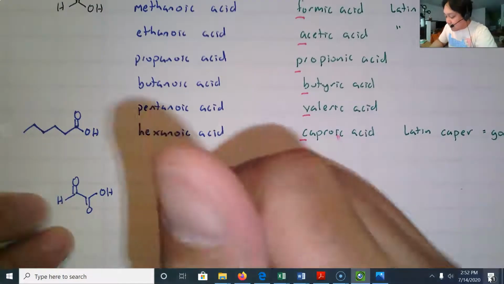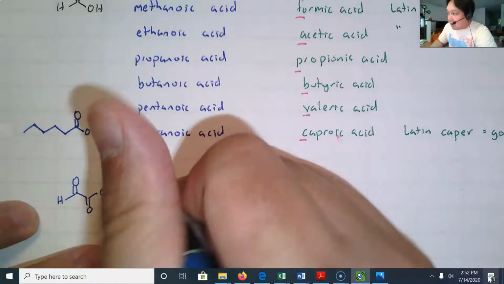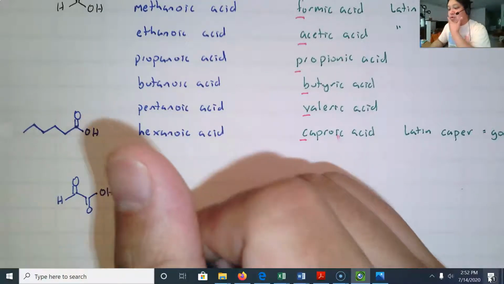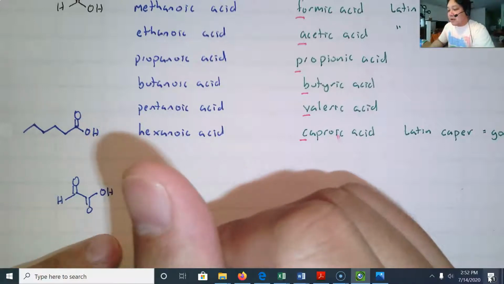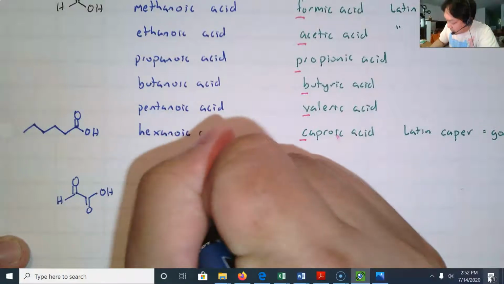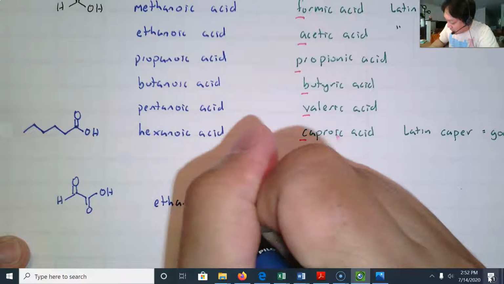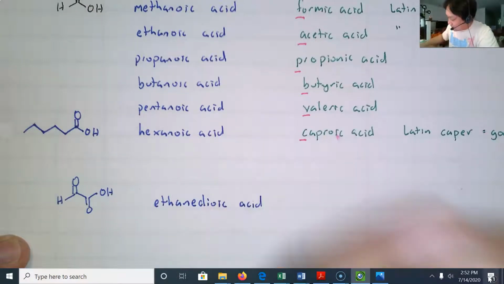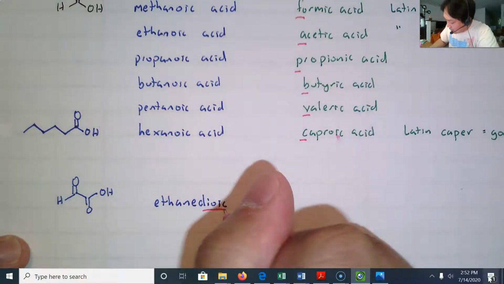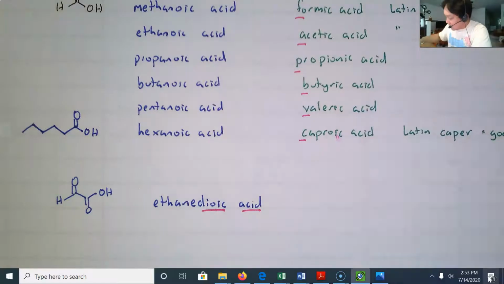Okay, and so for 2 carbons, let me give you the IUPAC name. It's 2 carbons, so it's ethane dioic acid. Okay, you give the root, keep the E, add dioic, space acid. Keep the E, dioic acid. This is oxalic.